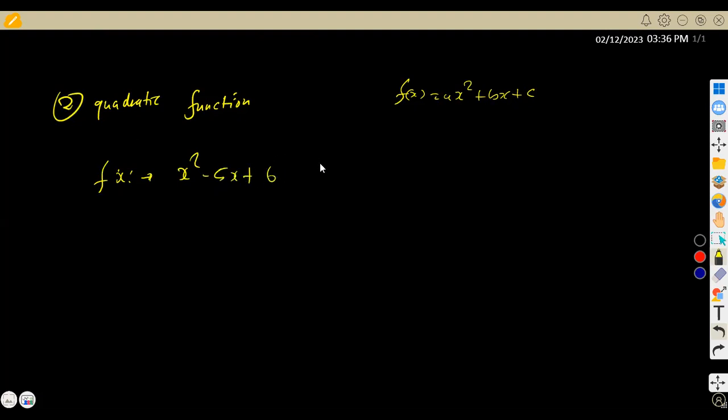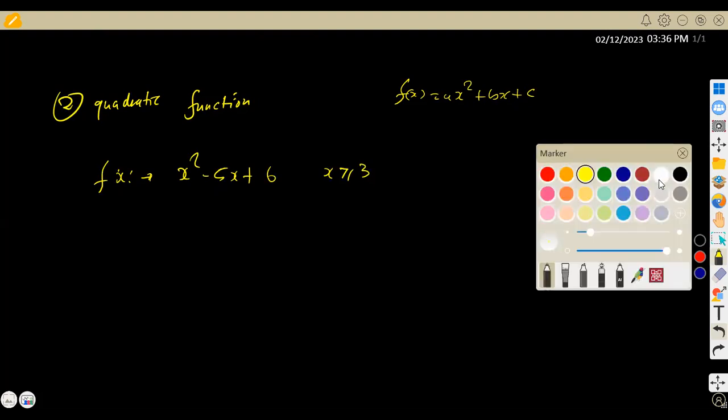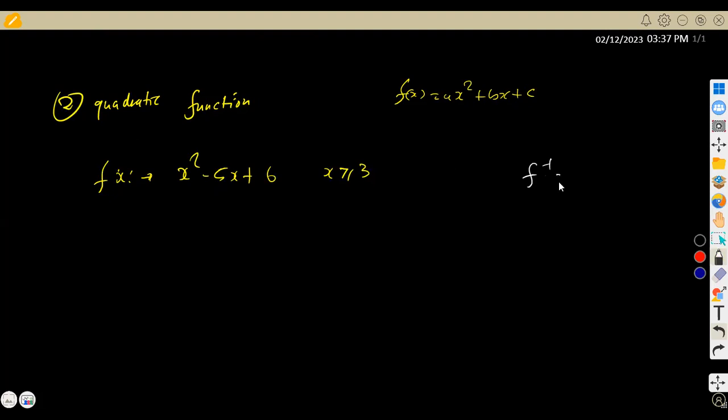And we are given that in this case, our x is greater than or equal to 3. Now you're asked to find the inverse and the range in the domain. So how are we going to find the inverse of this quadratic function?